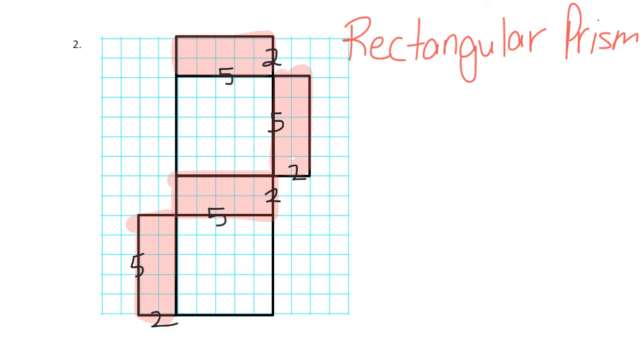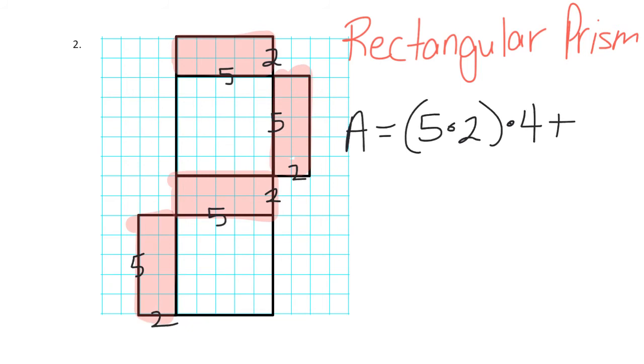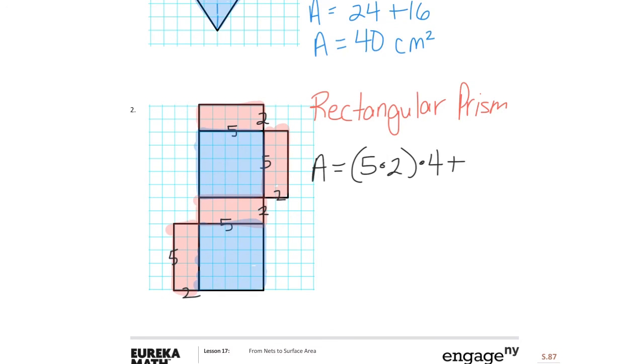So when I write my expression for my area, each of those rectangles is 5 times 2, and I have 4 of those. Now I have 2 others that are the same as each other but not the same as those. So this rectangle is 5 by 5, and this one is also 5 by 5. So when I write that over here, the rectangle is 5 times 5, and I have 2 of those.